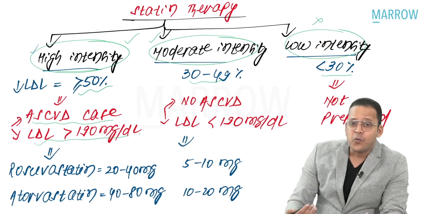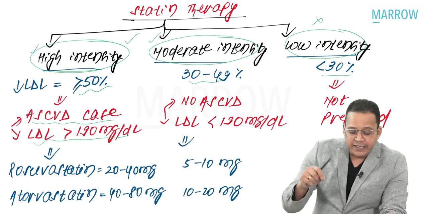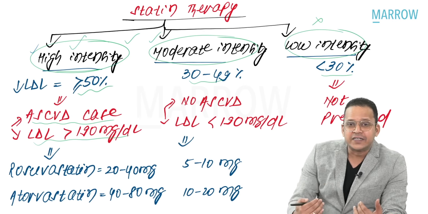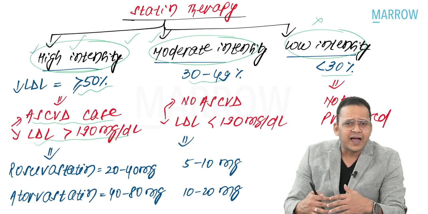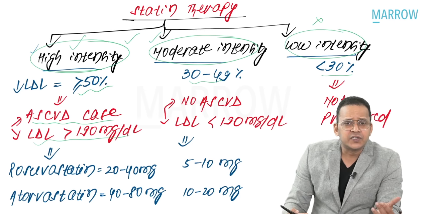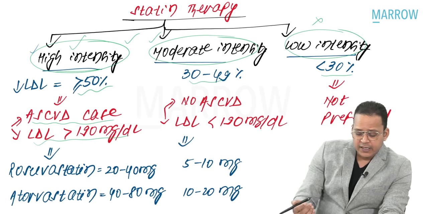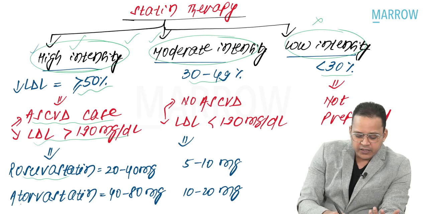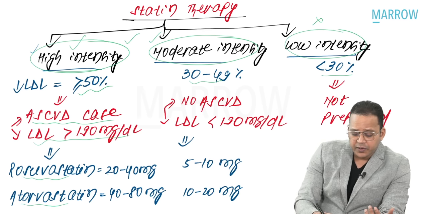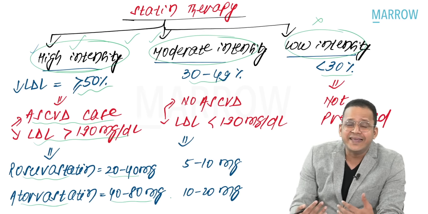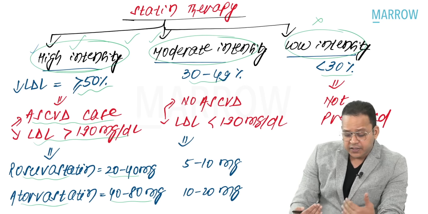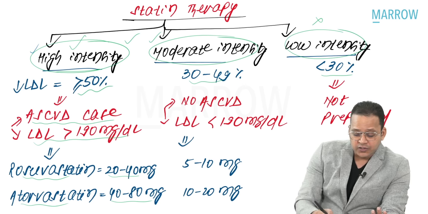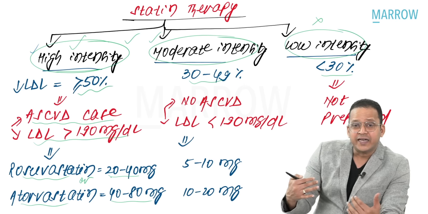What is very high? More than 190 milligrams per deciliter. In that case, I'll go for high intensity statin. Now, what do you mean by high intensity statin? Dosing of statins based upon potency. Like I've included two drugs which are more commonly used, like rosuvastatin is more potent than atorvastatin. So rosuvastatin 20 to 40 milligrams, the effect would be equal to atorvastatin 40 to 80 milligrams. So both of these would be called high intensity statin.